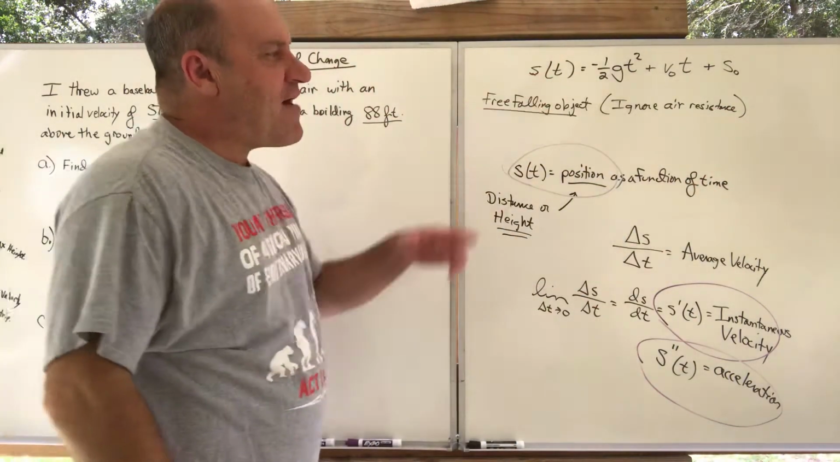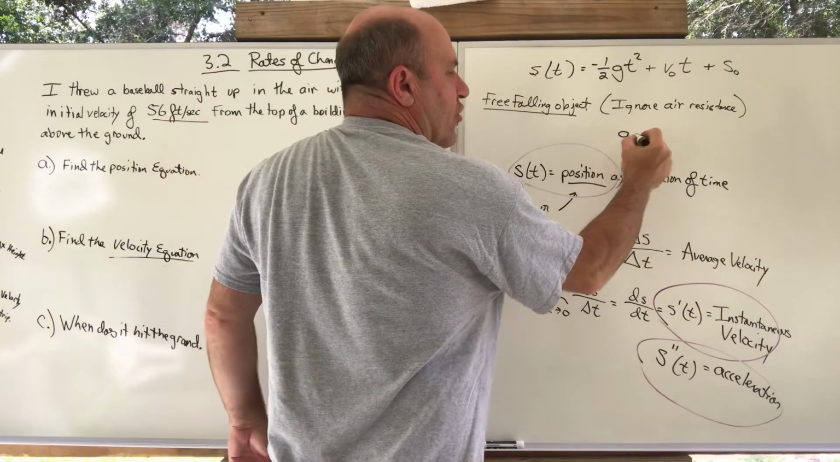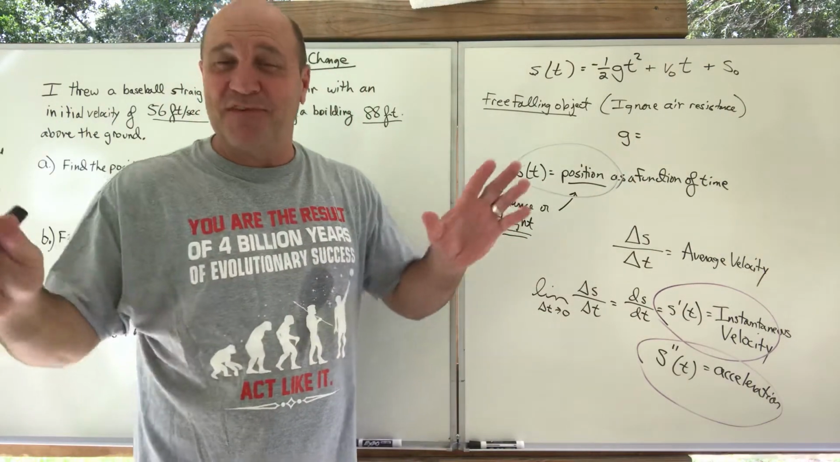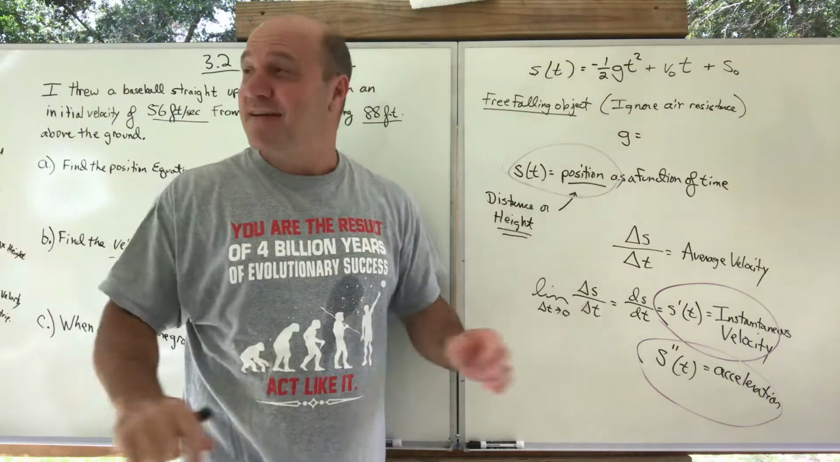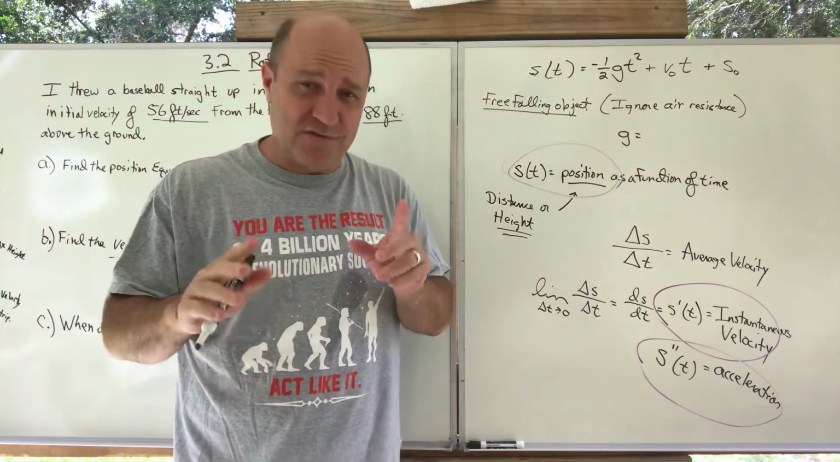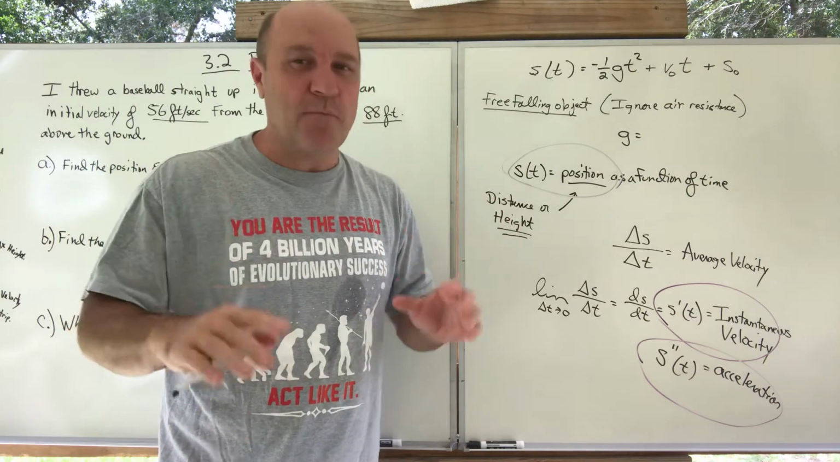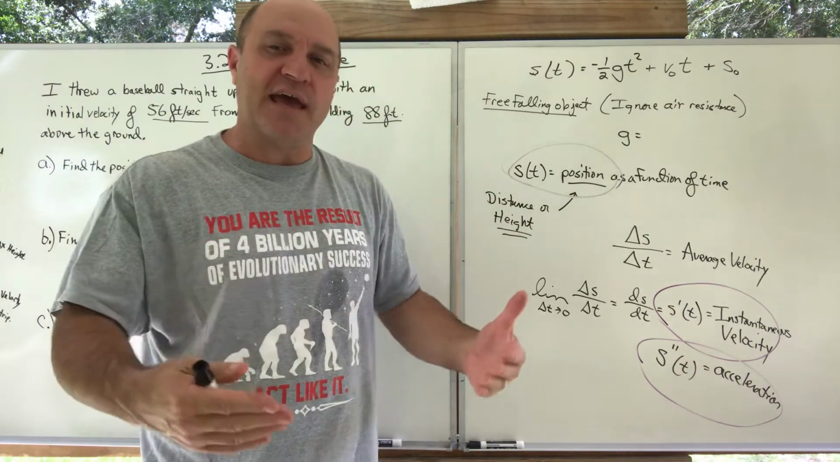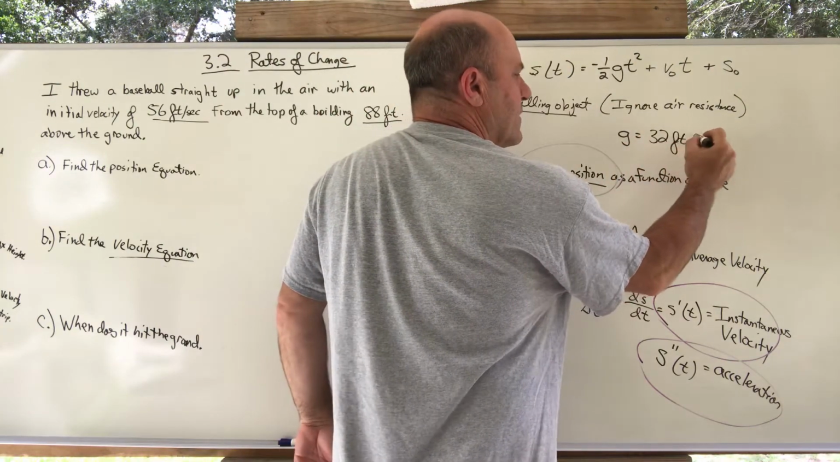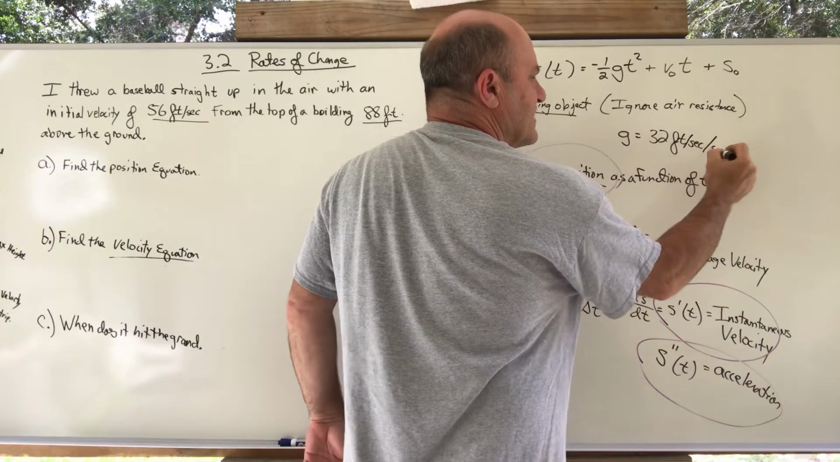So we do have gravity in this formula, and we're on Earth most of the time, but we could do another problem with some other planet or some other gravity. But on Earth, gravity mostly averages about this number, 32 feet per second per second.